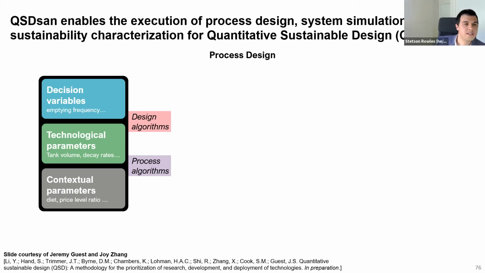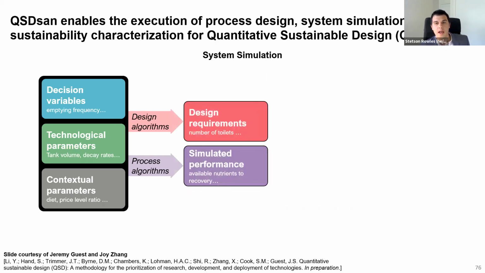So this combines things like decision variables, like emptying frequency, technological parameters, like maybe tank volume or maybe some decay rates there, with contextual parameters like diet, price level ratio, and some of the things we saw in the earlier example. Next, please. And then through design and process algorithms, we can arrive at design requirements, and we aim to simulate performance.